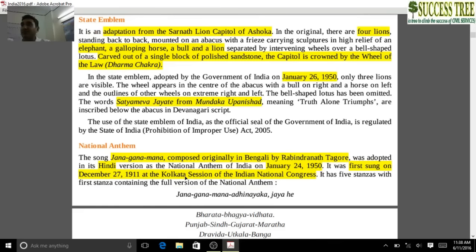So they may not ask directly the exact date, but they may ask in chronological order, which one has been adopted earlier. So it is anthem first, then state emblem.